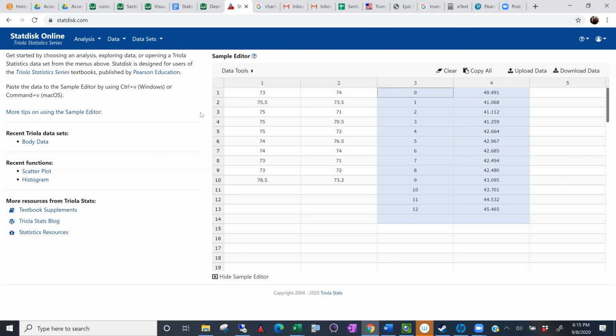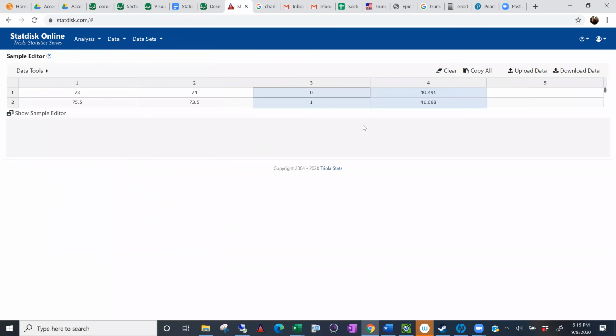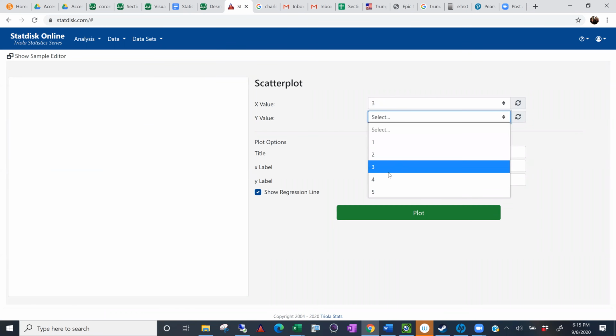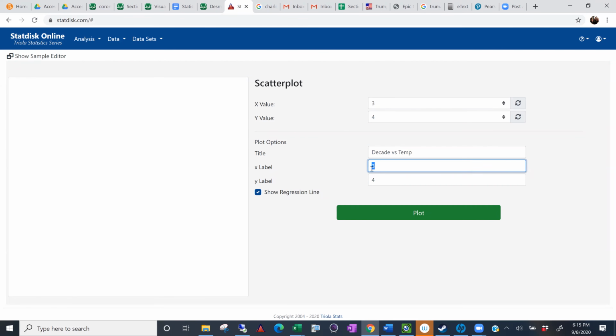Where did I find my scatter plot command? Does anyone remember? Under the data. Yeah. Under data. Good. Scatter plot. Select. This time I'm going to do columns 3 and 4. And we can title this decade versus temperature. On the x-axis, your independent variable is going to be the decade. And on the y-axis is the temperature.